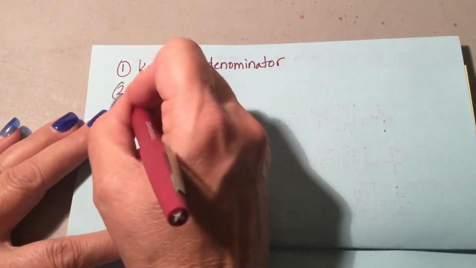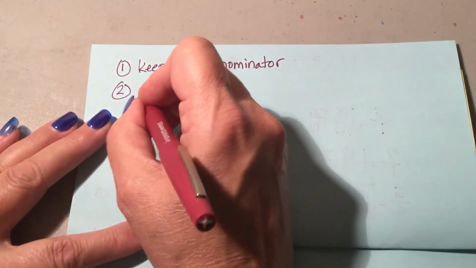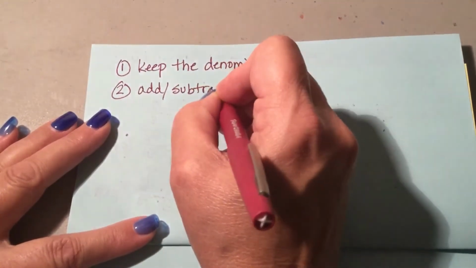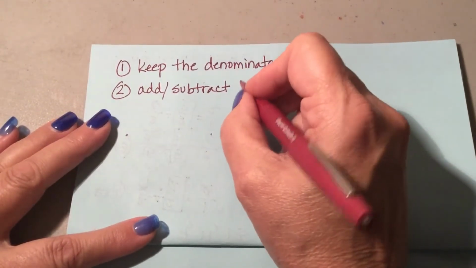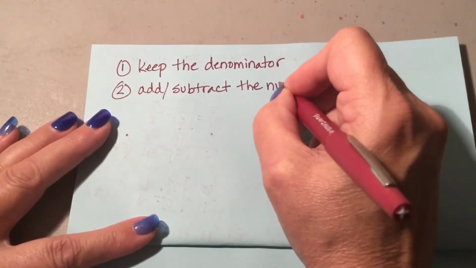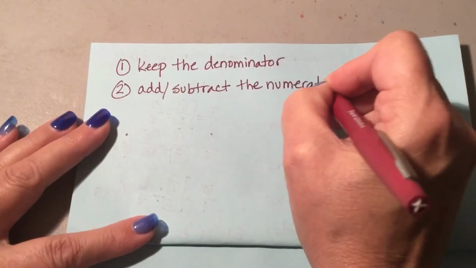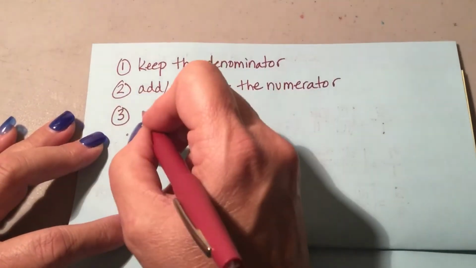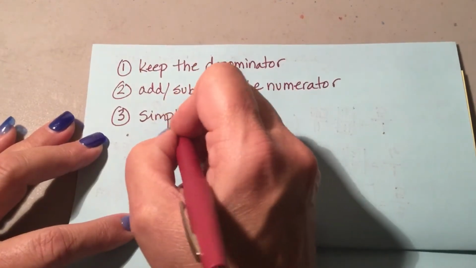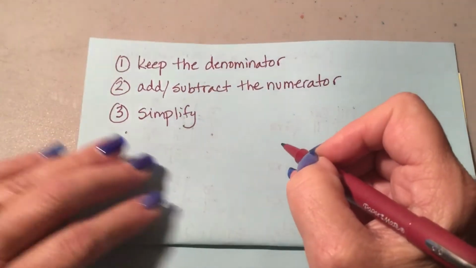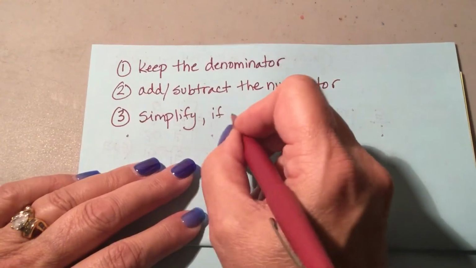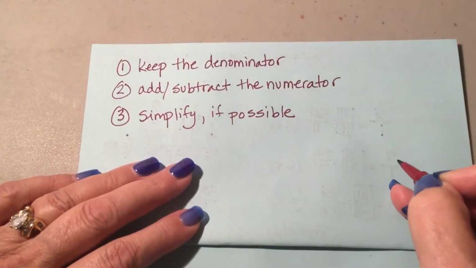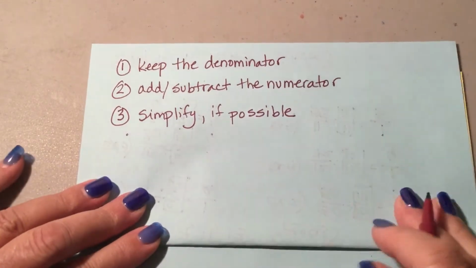Step 2 is going to be add, subtract the numerator. Step 3 is going to be simplify. If you watch the last video, you'll see that we talked about simplify. And it's going to say if possible, because sometimes it's not possible to simplify, but we always have to check. So these are our steps.